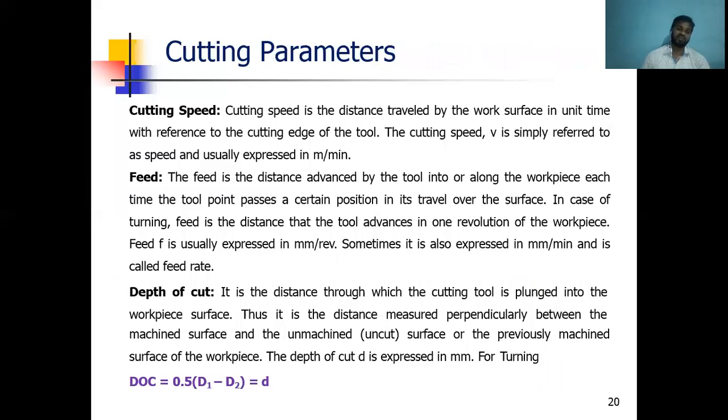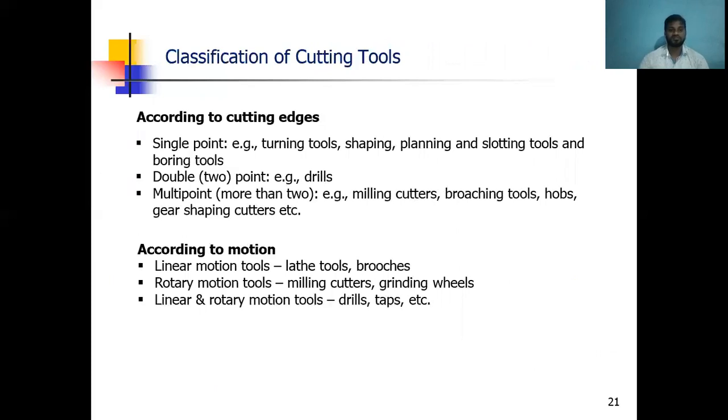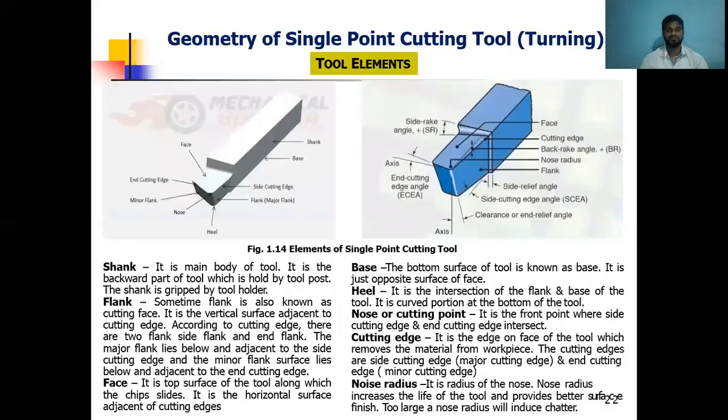Next one, cutting parameters. We know these are cutting speed, feed, and depth of cut. And according to cutting edges, there are single point and multi point tools, and according to motions, linear motion tools, rotary motion tools, and linear and rotary motion tools. Those are the examples for this.